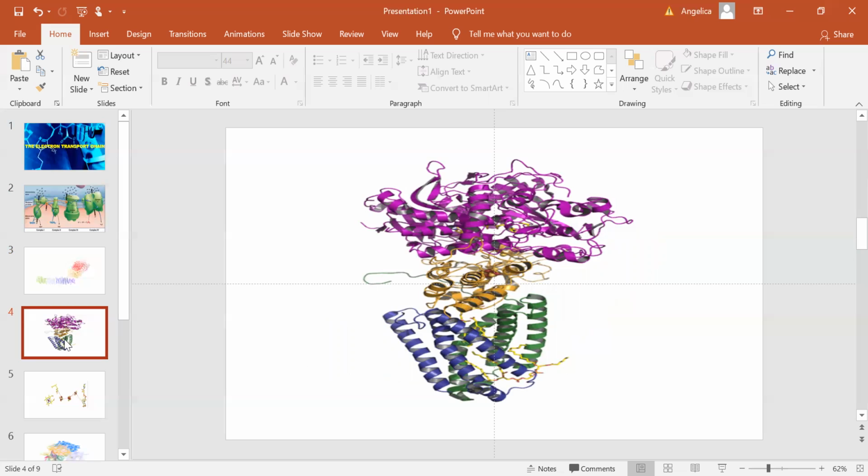Complex 2, succinate dehydrogenase. Complex 2 forms a direct link to the citric acid cycle. A planar flavin adenine dinucleotide, FAD, prosthetic group accepts electrons from succinate, forming fumarate and FADH2.